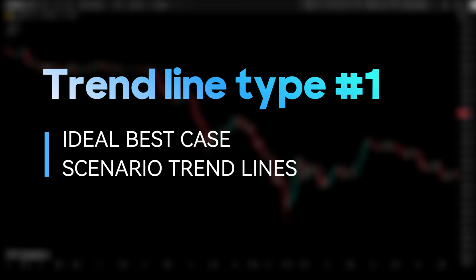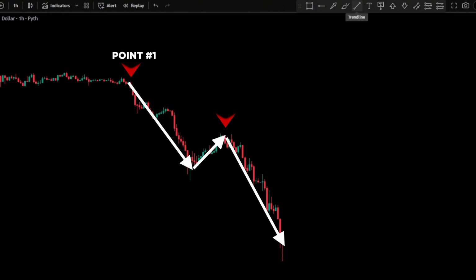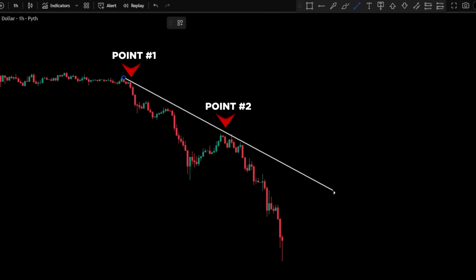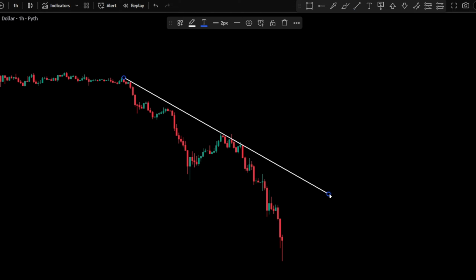So now let's start simple with what ideal, best case scenario trend lines will look like. Now here is your current moving downtrend. You click on your line drawing tool. Start from past the first swing high and drag the line down, connecting the 2 points.